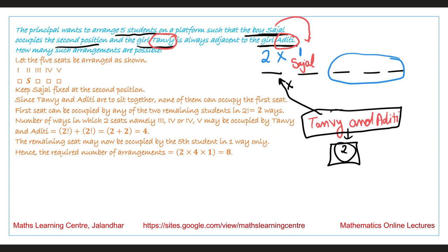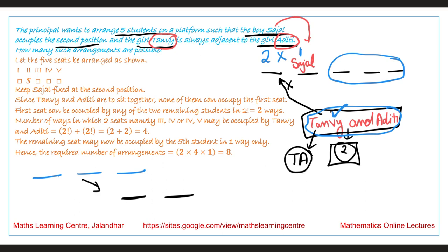Now we are left with these 3 places. We are considering Tanvi and Aditi as one entity. If we consider them as one entity, we are now reduced to the case of having 2 places. Tanvi and Aditi together, say I am writing it as TA. Out of these 2 places we have to choose, so the number of ways is 2 factorial.